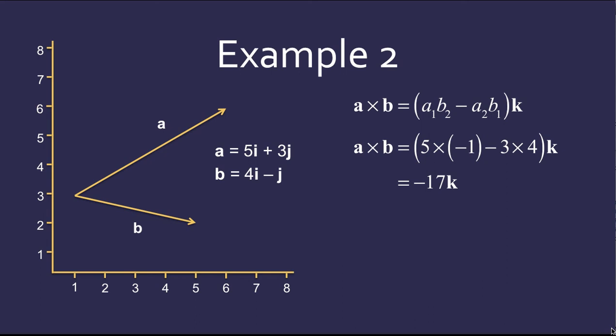Note that the minus sign indicates that the resultant vector is in the negative k direction. Using the right-handed orthogonal system, positive k is upwards out of the screen, so a negative k means a vector which is pointed downwards into the screen.